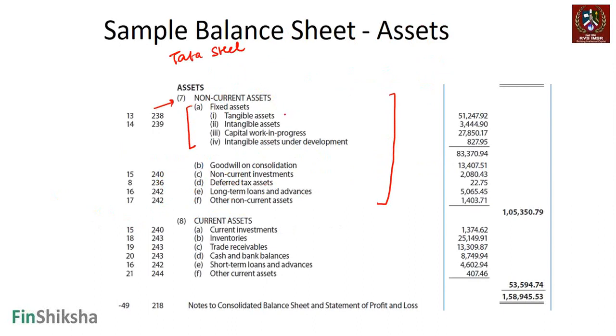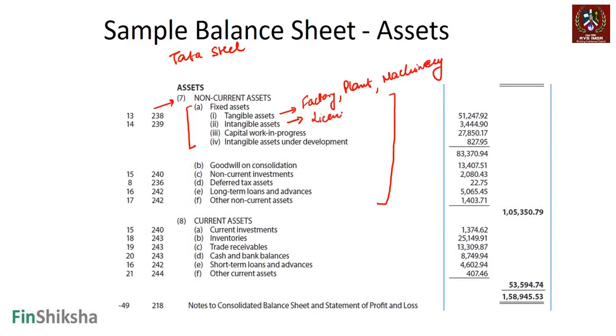Now, fixed assets could be divided into two parts broadly. There's tangible and there is intangible. We know that tangible assets are those which are physical assets, which can be seen, touched, felt. So your factory, plant, machinery, equipment, everything will fall under tangible assets. Intangible assets are assets which cannot be seen, which cannot be felt. It is just that the presence of these assets gives you some sort of an advantage.